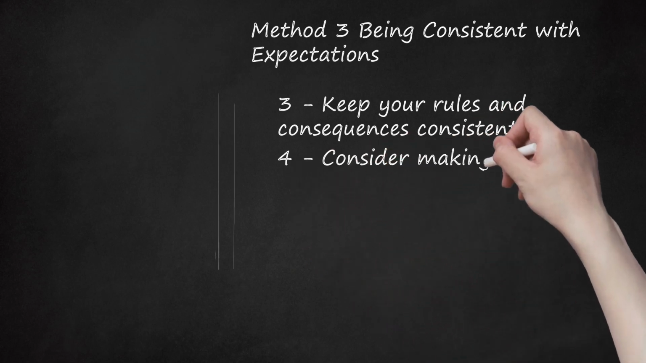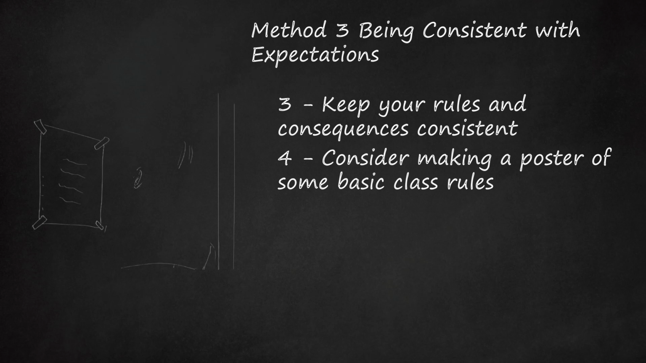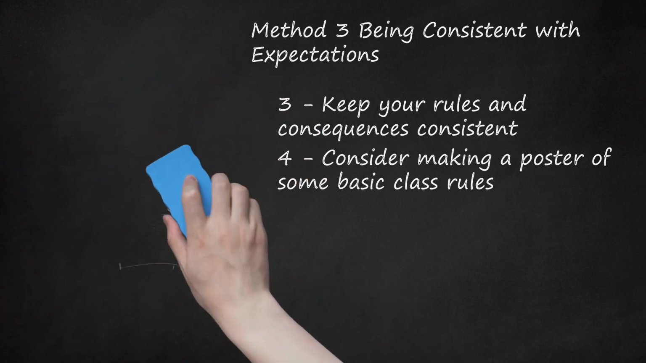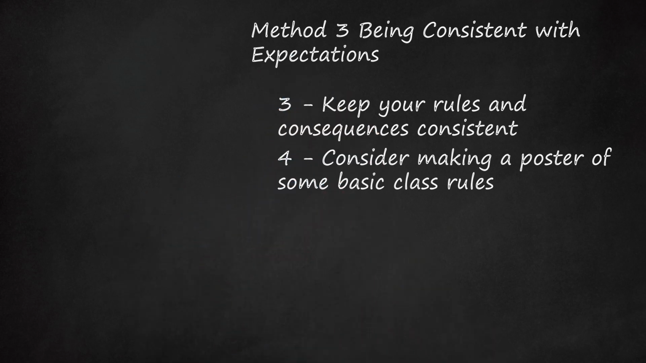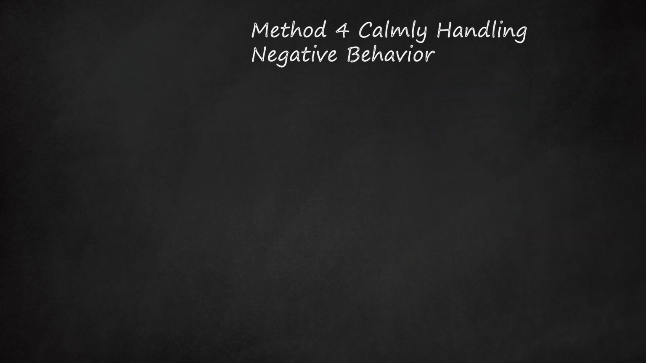4. Consider making a poster of some basic class rules. These include: be respectful of everyone, keep your hands to yourself, and don't talk while the teacher talks. This can help the students remember the rules, and you can point out the poster if a child is refusing to follow a rule. Method 4: Calmly handling negative behavior.